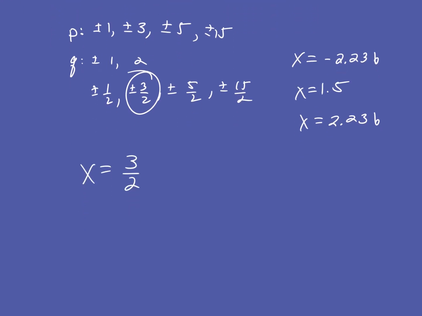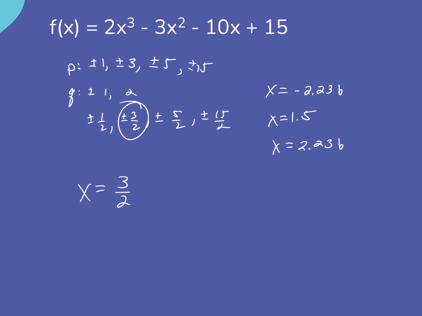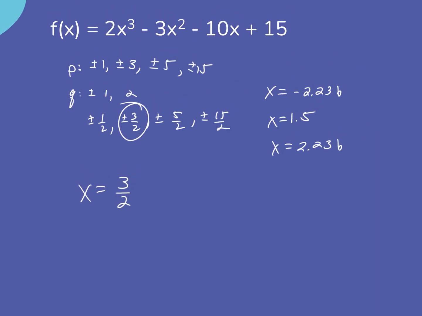Wait, how come we have to use synthetic division if we have our other 2 zeros? Because you cannot give decimals. The decimal equivalent is approximate, it's not exact. 1.5 is exact. All right, so I know that 3 over 2 is one of my zeros, so I'm going to use synthetic division.